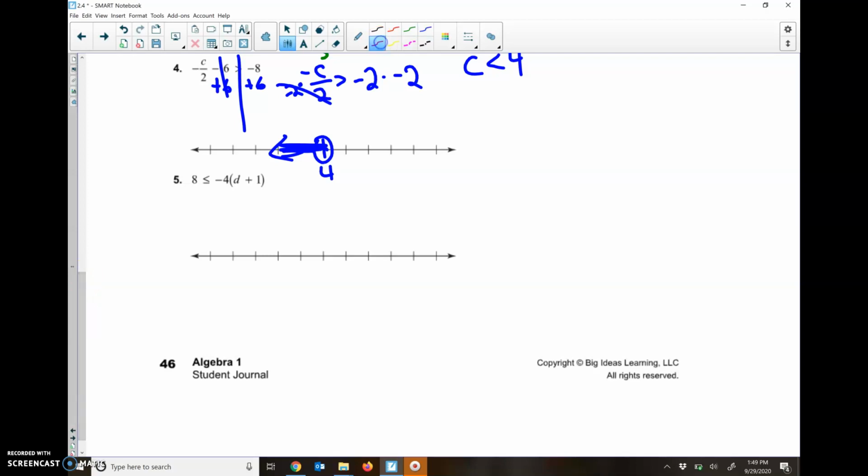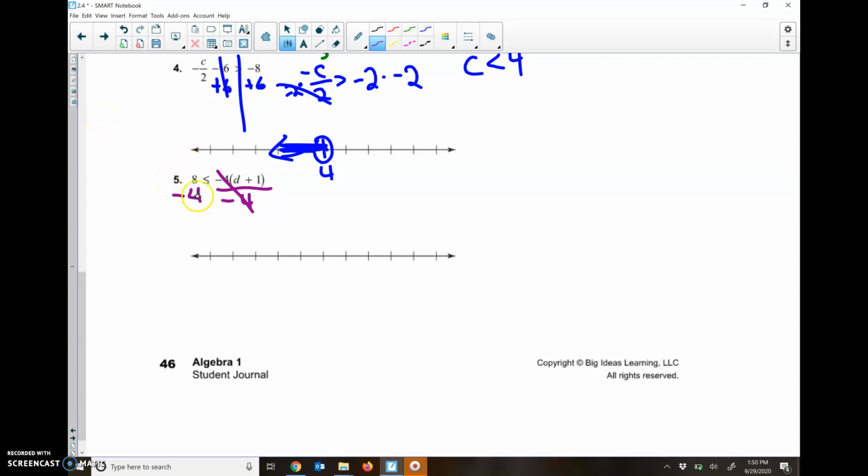5, we got 2 ways we can do 5. So 8 is less than or equal to negative 4 times the quantity d plus 1. Since this is a nice number here, and by nice I mean 8 can go into 4 and 4 can go into 8, I'm going to do that first. Otherwise, I could distribute here, but that ends up being more steps, so I don't want to do that. So this says negative 4 times d plus 1, so I'm going to divide both sides by negative 4.